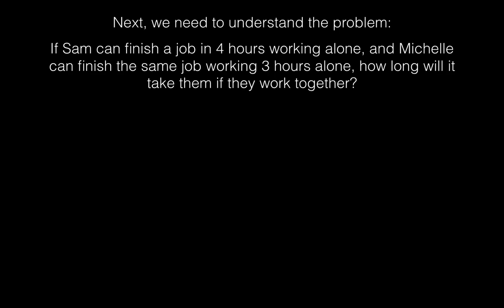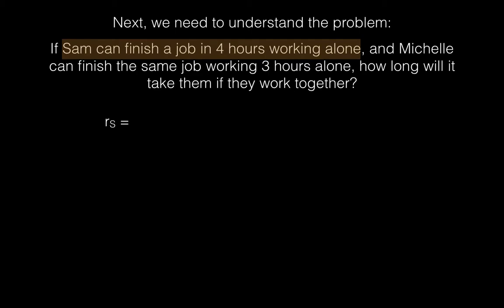Next, we need to understand the problem and see what's going on. So if you have a problem where it says Sam can finish a job in 4 hours working alone, Michelle can finish the same job working 3 hours alone, how long will it take them if they work together? The first thing you need to understand is what it's telling you. It says Sam can finish a job in 4 hours. So the work rate, R, for Sam, that's a subscript, would be 1/4.